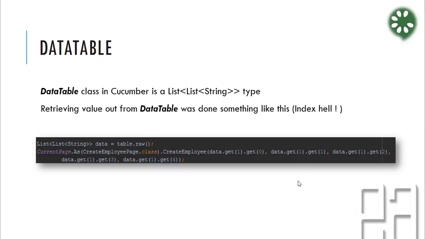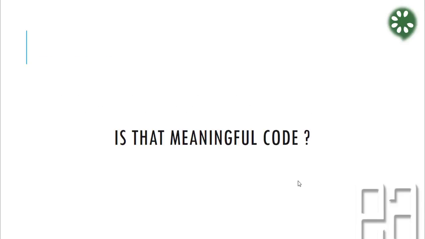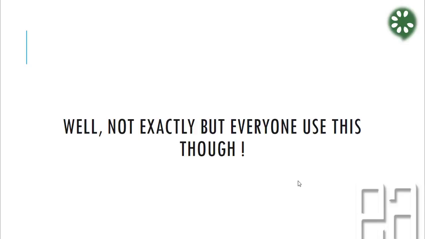This is okay for a table with a small number of columns, but what if we have a table with more than 10 or 15 columns? Then retrieving values using these indexes is going to be a cumbersome task. Is that meaningful code in the first place? Not exactly, but everyone uses this. In industry, I have seen many people retrieve values using the indexes of the table, because most of the time a table will not have more than 15 or 20 columns, as we can split that into two different steps.